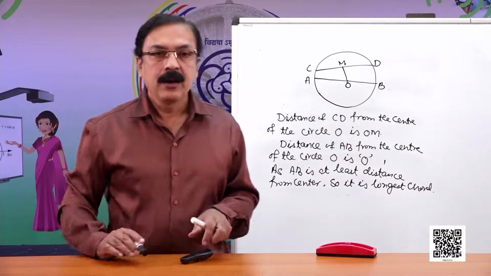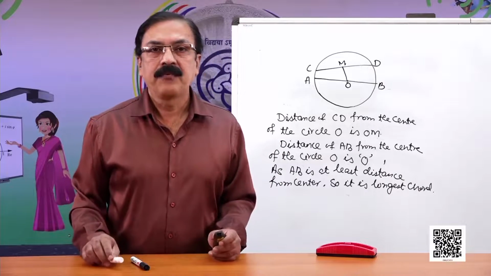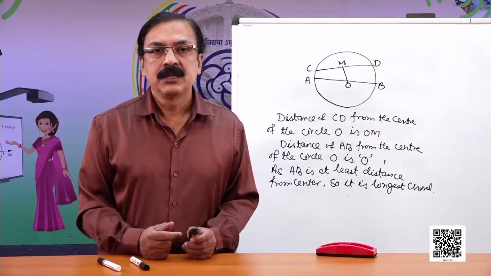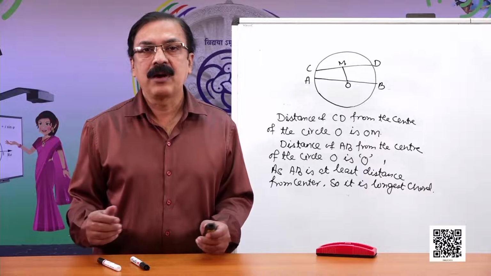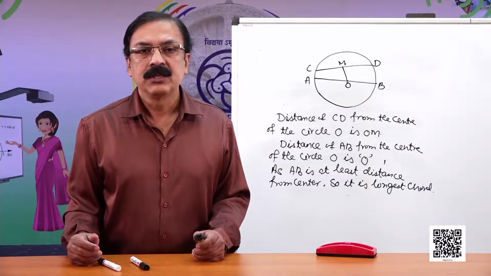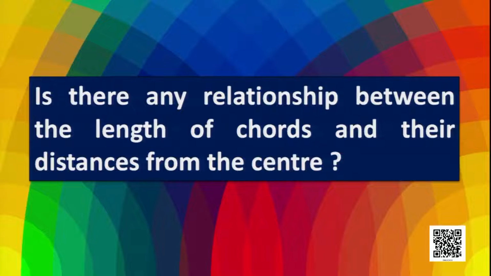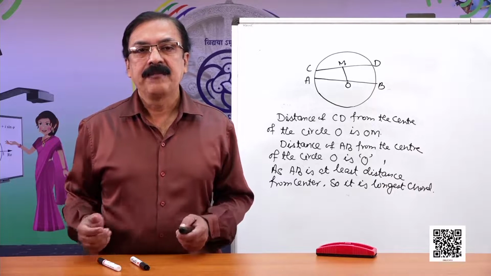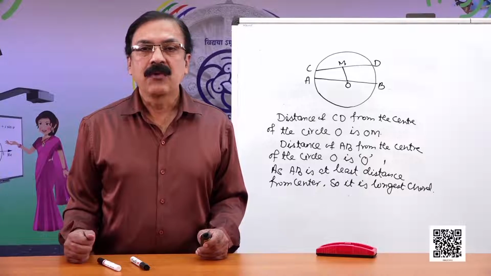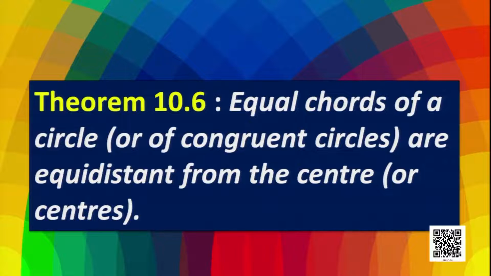So here we saw that for different lengths of chords, the distances from the center are different. So what about equal chords? Is there any relationship between the length of chord and their distance from the center? Yes, that is stated by this theorem. Equal chords of a circle or of congruent circles are equidistant from the center or their respective centers.